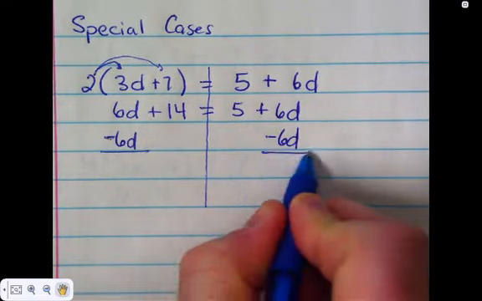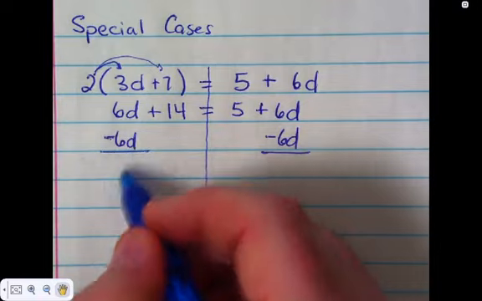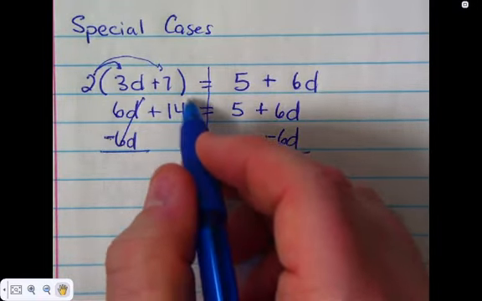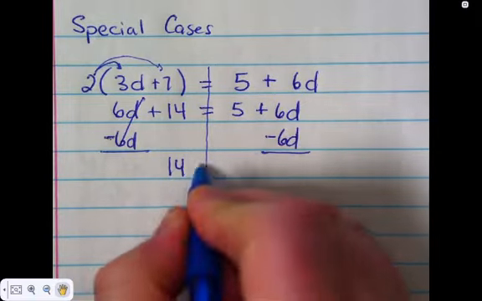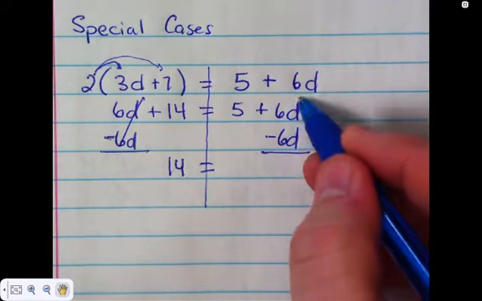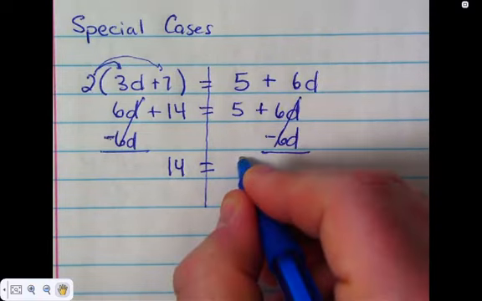Now, what we noticed today is when I do 6d minus 6d on here, I get my 0. In other words, those cancel out. So the only thing I have left on the left-hand side is my positive 14. And on the right-hand side, you'll notice 6d minus 6d on this one cancels out as well. So we just have 5.